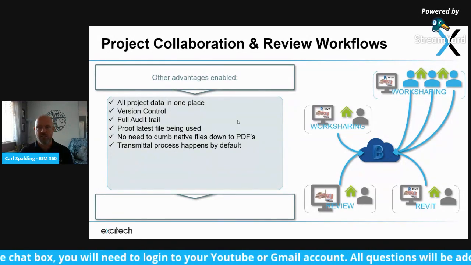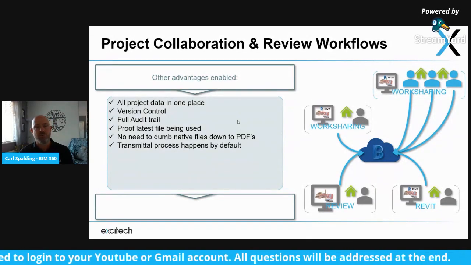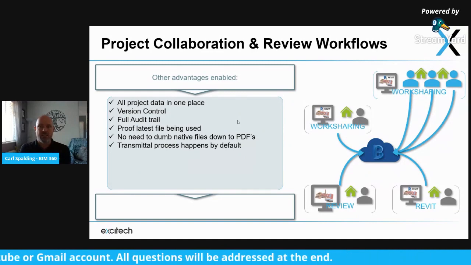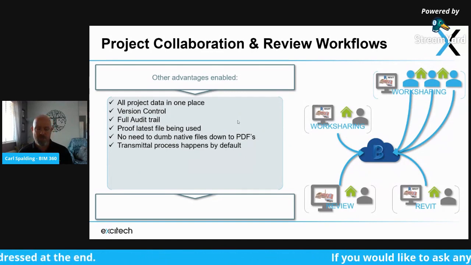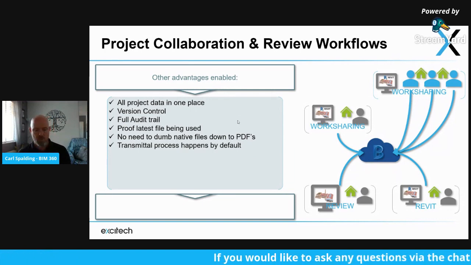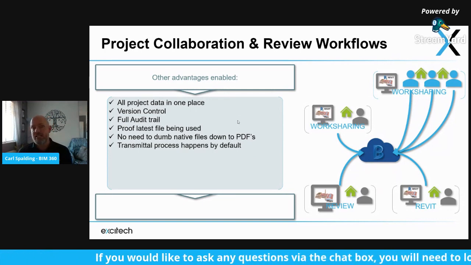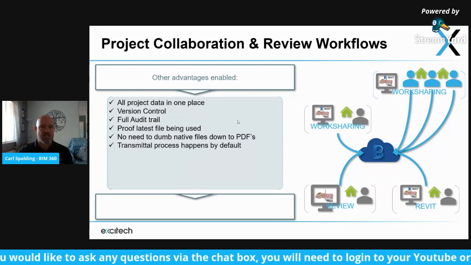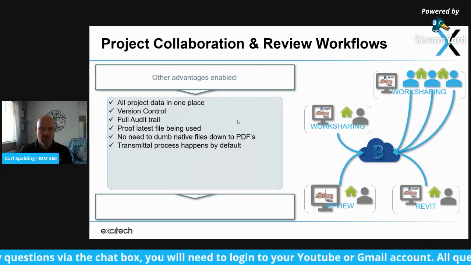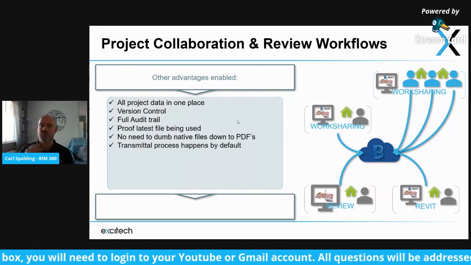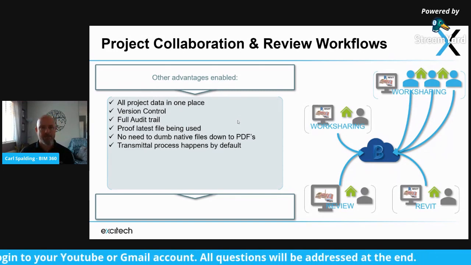I'm a big advocate of not dumbing down data to a PDF if I don't need to. Because as soon as you flatten it, you essentially lose a lot of information. Especially if you're using Revit as your modeler. There's a lot of object data and other parameters that you would otherwise want to be able to interrogate. And as soon as you put it in a PDF, you kind of lose that.